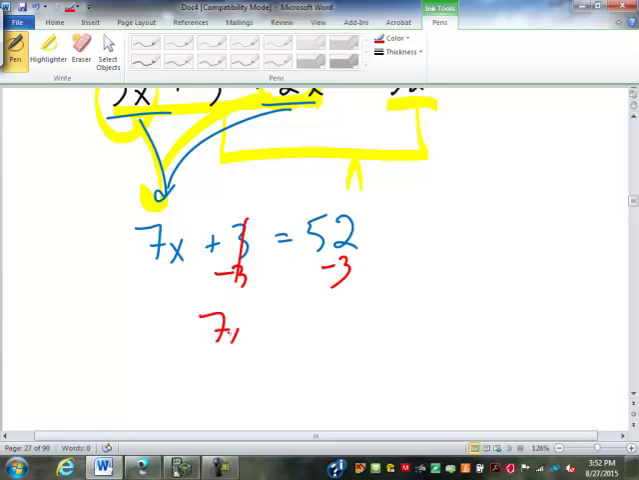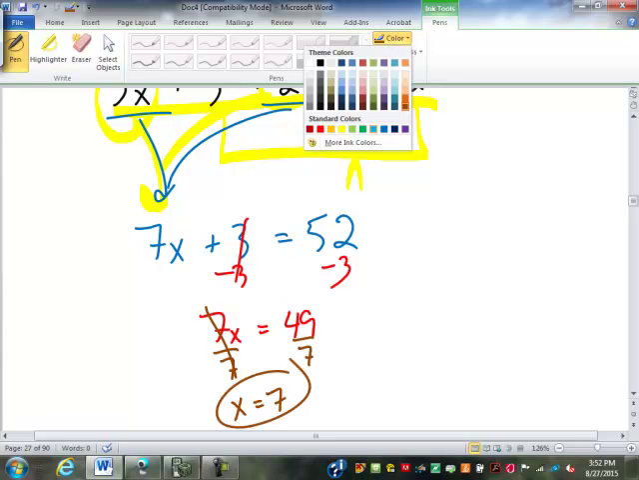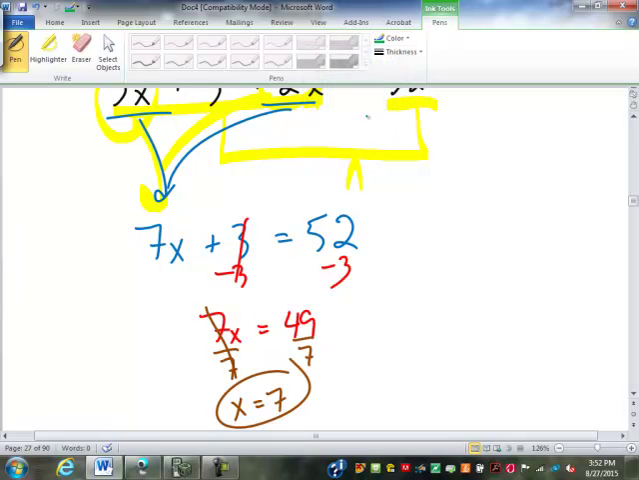Subtract 3. 7x equals 49. And then divide by 7. X equals 7. Any questions?